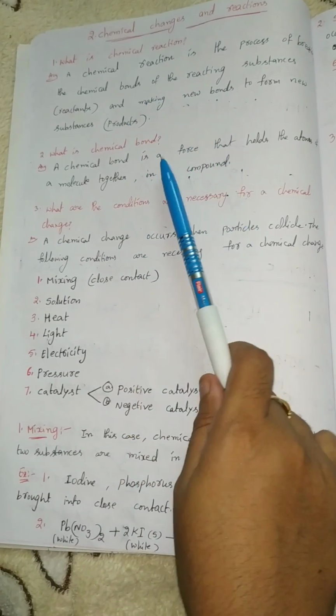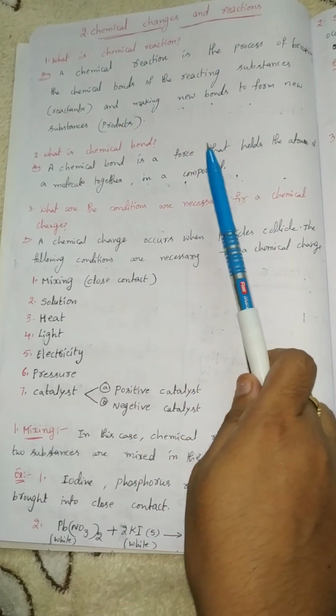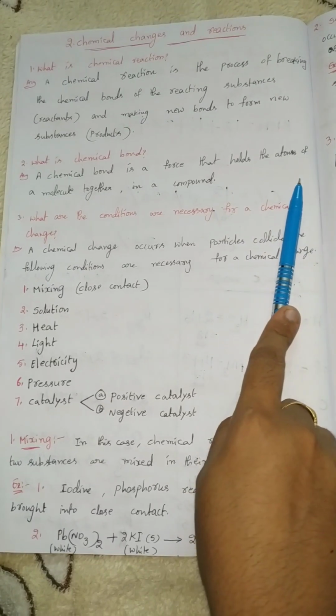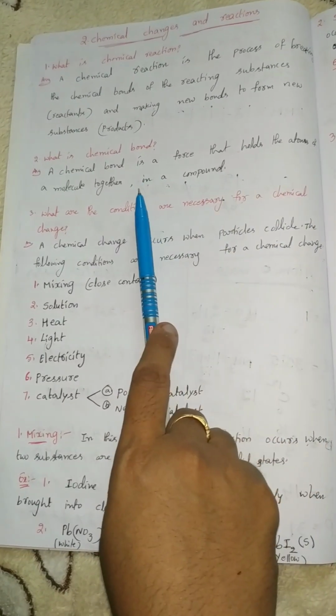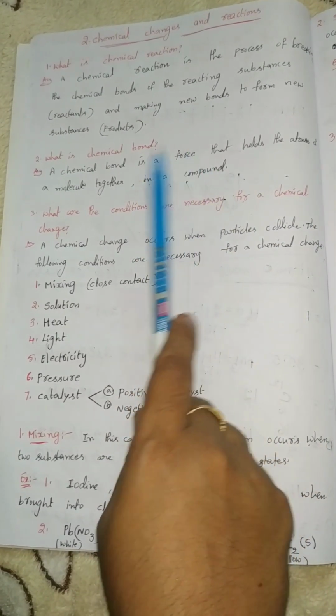Next one, what is a chemical bond? A chemical bond is a force that holds the atoms of a molecule together in a compound.